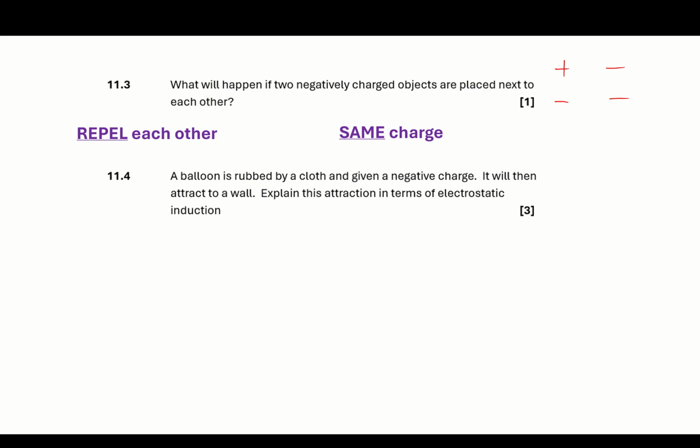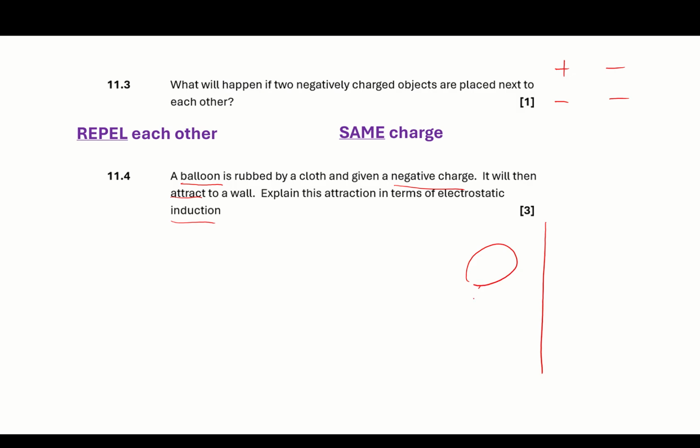The next one, a balloon is rubbed by a cloth and given a negative charge. Okay, so the balloon is negative. It will then attract to a wall. Explain why in terms of induction. So we said there's two main ways of creating charge. One by friction, rubbing two insulators, or the other one is by induction, where I use a known charge to induce a charge in a neutral object. So I've explained this in class before.